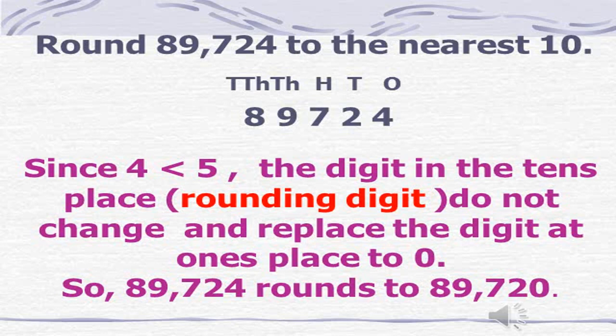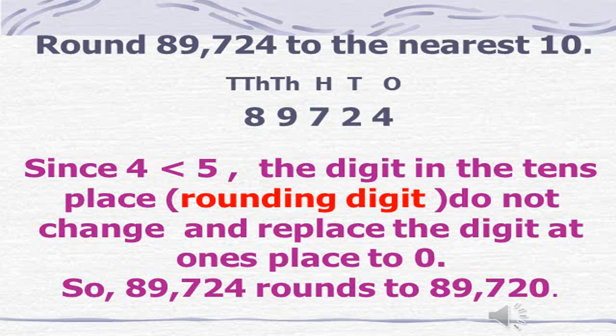Now here 4 is less than 5. Yes, children? So since 4 is less than 5, the digit in the tens place, which is the rounding digit, does not change, and we replace the digit at ones place with 0. So now we have seen that the rounding digit will not change and that ones place becomes 0. Now what about the digits towards the left hand side of the rounding digit? Yes, in the previous slide we have discussed that it will remain the same.